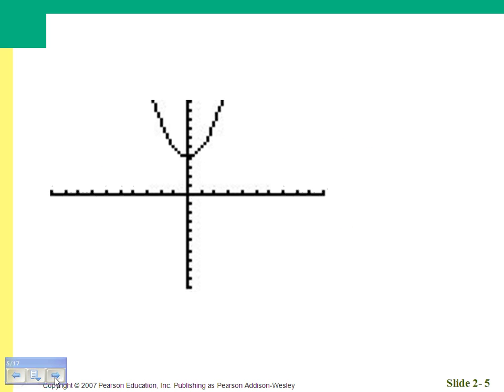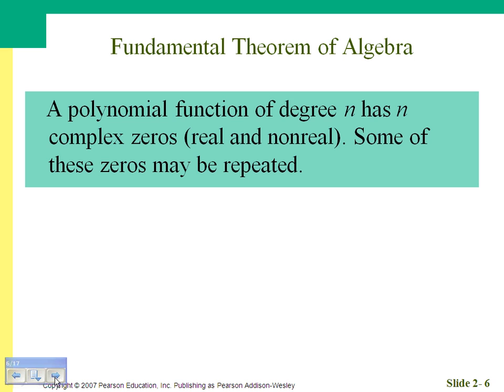That theorem states that if you have a polynomial function of degree n, like x squared, degree 2, then it has n complex zeros. They could be real, they could be imaginary, or they could be a combination of real and imaginary and complex numbers. And they may be repeated. They may have a multiplicity of 2. But there will be n solutions to a degree n polynomial.